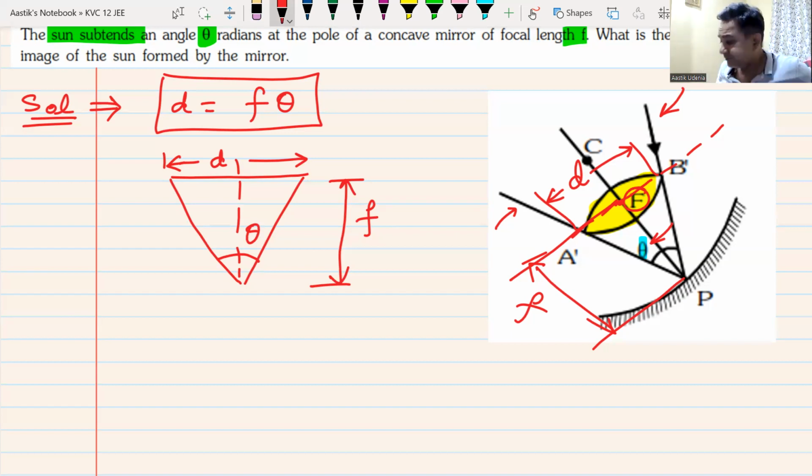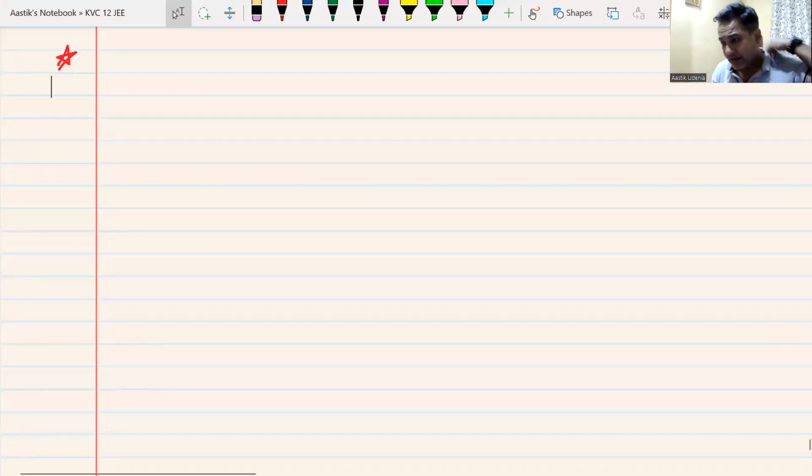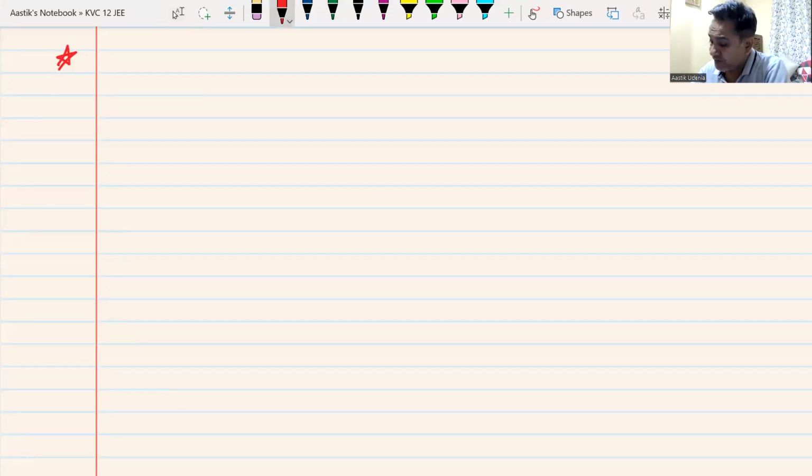So remember this. These are the type of questions that can appear in your examination hall. So don't get bamboozled by such questions. Can I move ahead? And I will move to the heading of today's class. The heading of today's class is velocity of object and velocity of image.